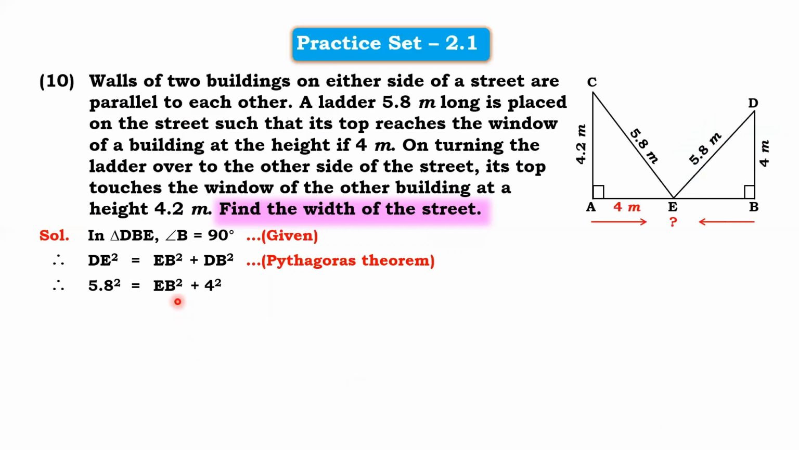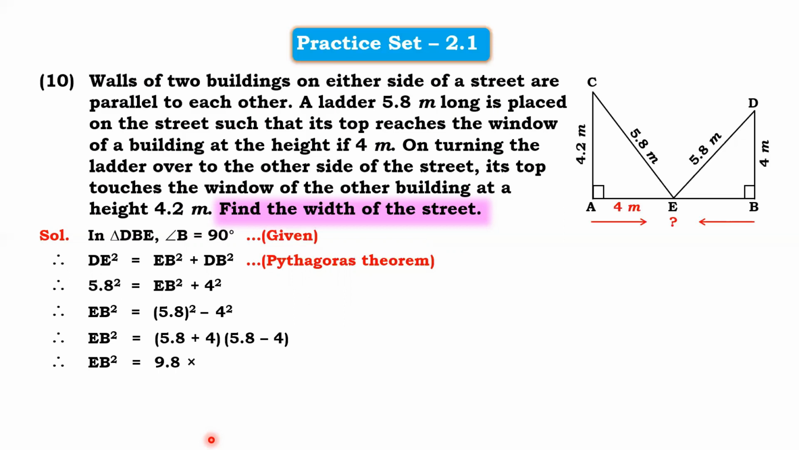Now to find out EB, what we will do is shift this 4 square to the other side. If we shift 4 square to the other side, it will become minus 4 square. So EB square is equal to 5.8 square minus 4 square. Even here we use the same formula, A square minus B square. So what is A square minus B square? Yes, A square minus B square is A plus B into A minus B. So 5.8 plus 4 into 5.8 minus 4. Now 5.8 plus 4, if you add, it's 9.8, into 5.8 minus 4 is 1.8.